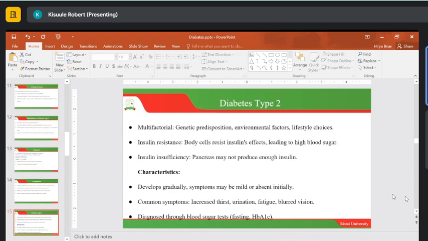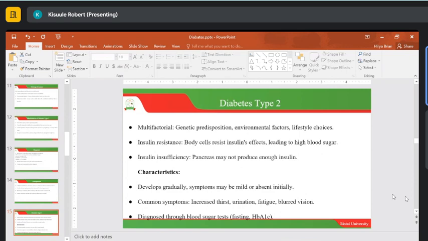Unlike for type 1 diabetes, where we say that one has quite an early onset, that then you will see the signs and symptoms developing rapidly. But for type 2 diabetes, you will see this develops gradually, and symptoms may be mild or absent initially. You could have the diabetes, but not have these signs and symptoms of diabetes type 2.